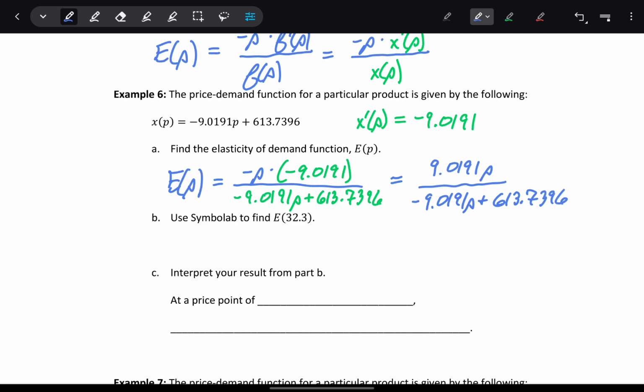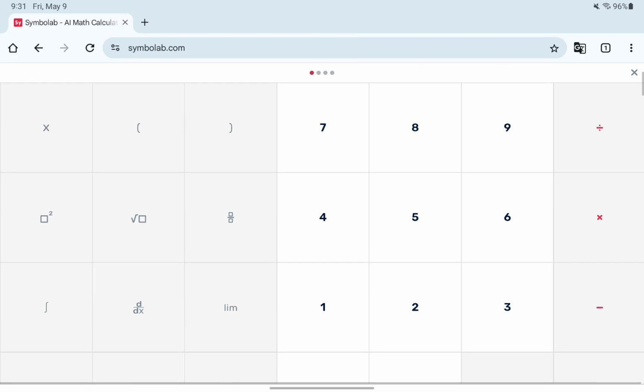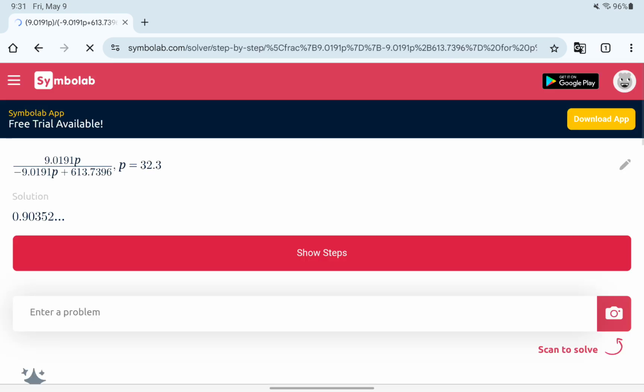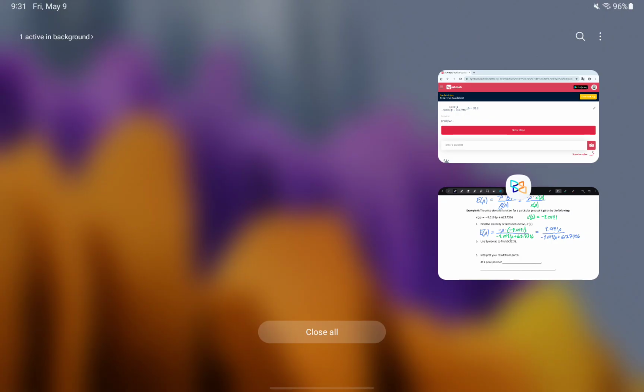Next, we want to calculate E of 32.3, and then in part C, interpret that result. So in Symbolab, we'll input our elasticity function, and evaluate that for p is equal to 32.3. We get a result of 0.9035.